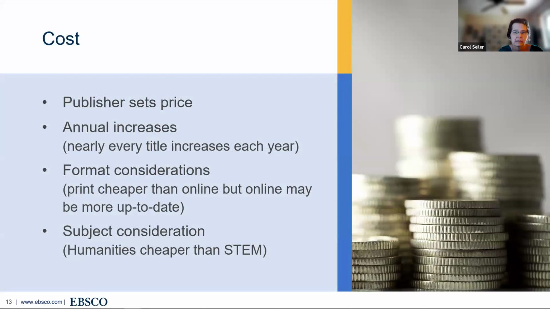Remember, everything has an exception. There are usually annual increases almost every year. Seldom, but occasionally you might have a drop in cost. But usually there's going to be an increase in cost to that title every year. Format considerations come into cost. Print is going to be cheaper than an electronic version, but the electronic version may be more up to date. What are you able to afford? What will be used? And then subject consideration. Humanities is generally cheaper than science, technology, engineering, and medicine.